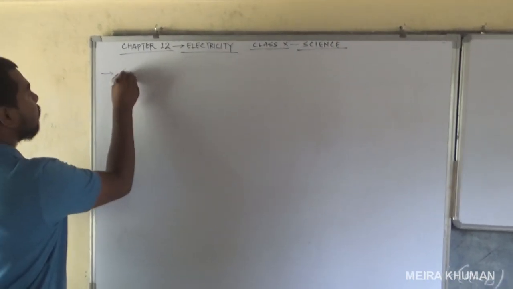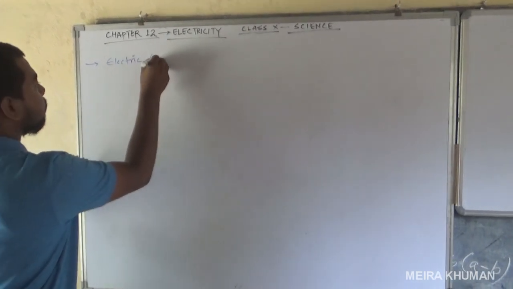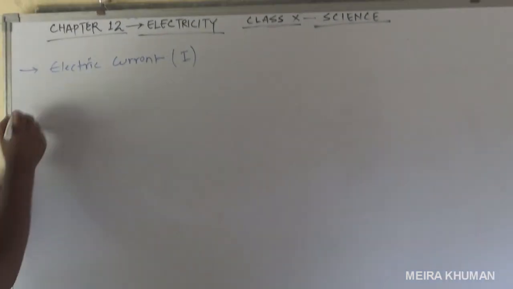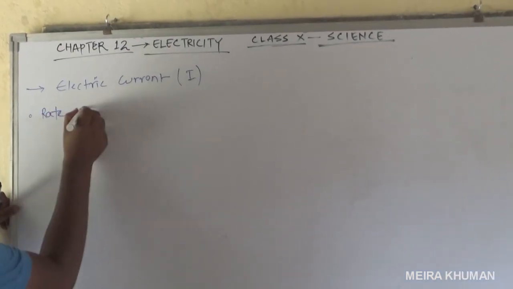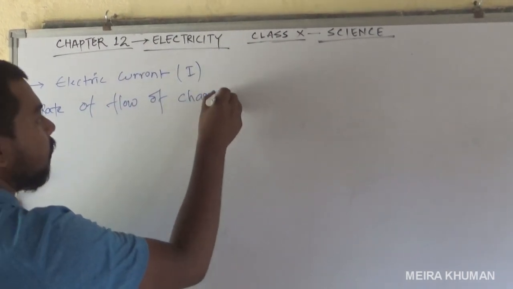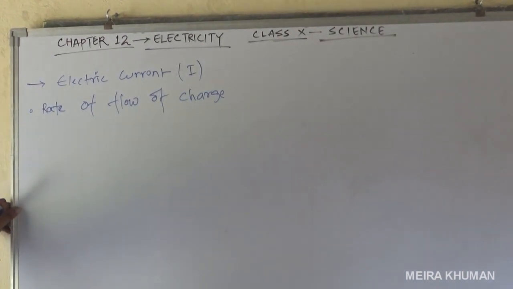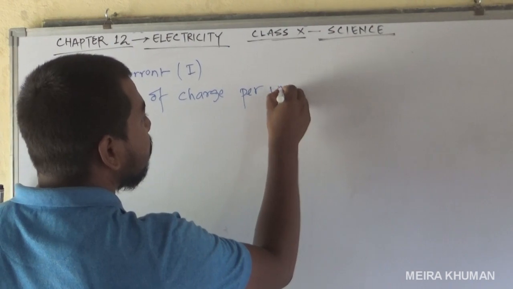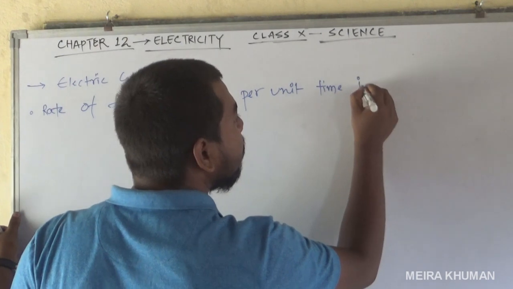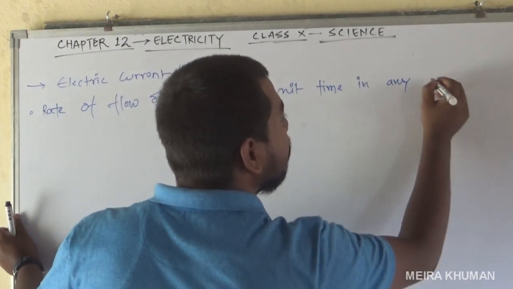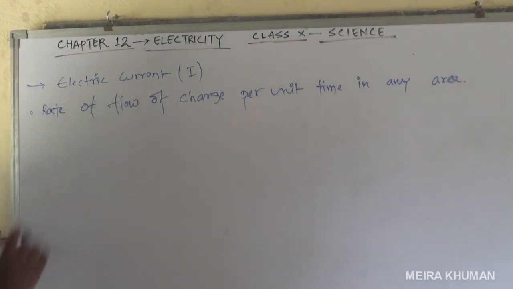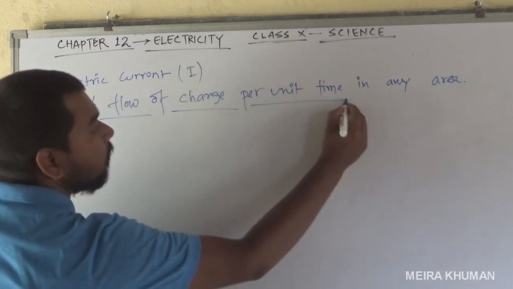So let us see what the electric current definition says. The designation for electric current is what? I. The definition says it is simply the rate of flow of charge per unit time in any area.